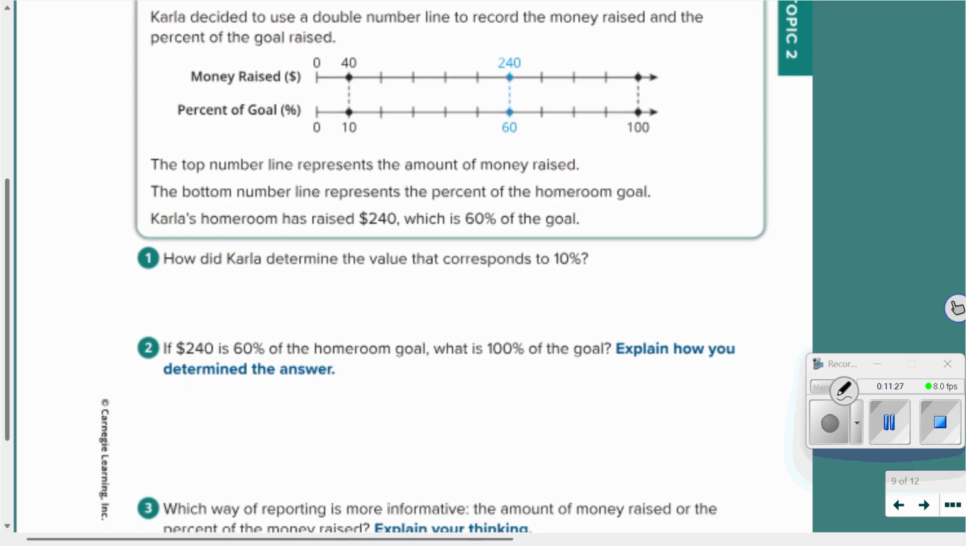Notice, number 1 is not asking me what is 10%. It is saying, how did she get that answer? How did she determine it? Got it? All right, this is individual. I want you to answer 1, 2, and 3, and I'm giving you about 2 minutes. Go for it.